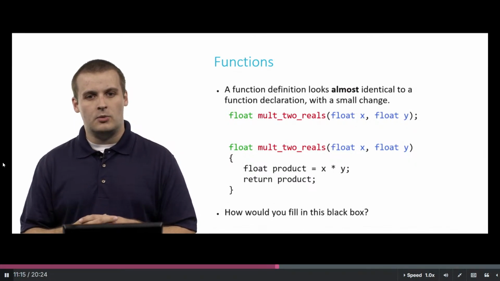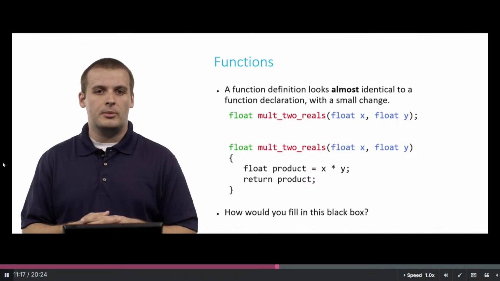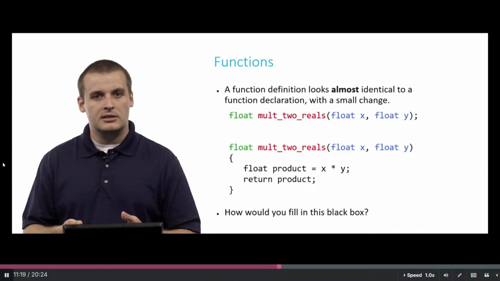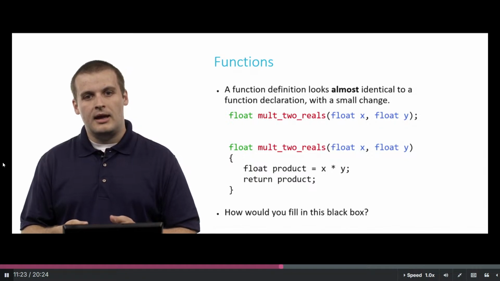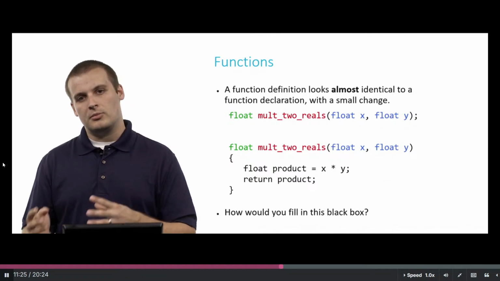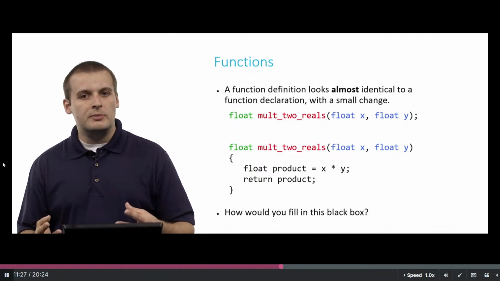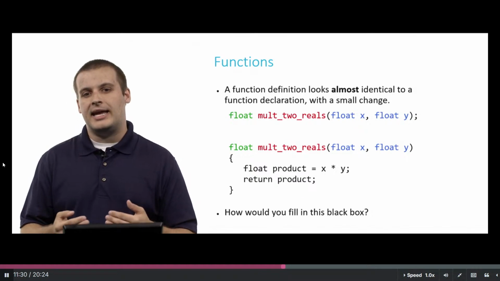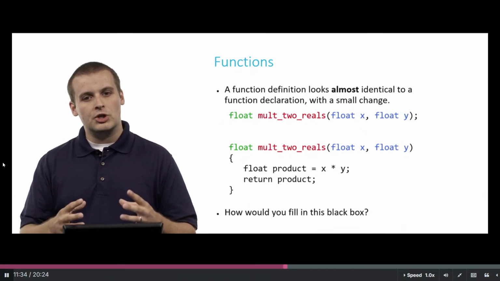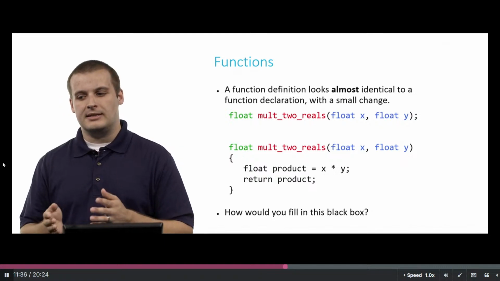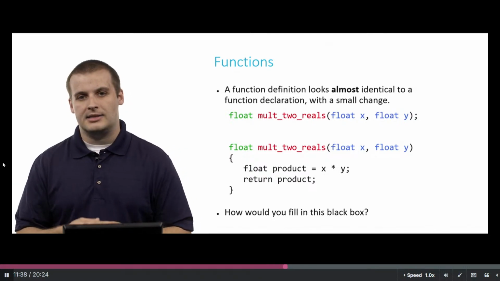Here's one way to implement it. We could declare a new variable of type float called product and assign that variable to the value x times y and then return product. What does return mean here? Well, return is the way we indicate how we're passing the output back out. So return something is the same as saying this is the output of the black box. So that's how you do it.